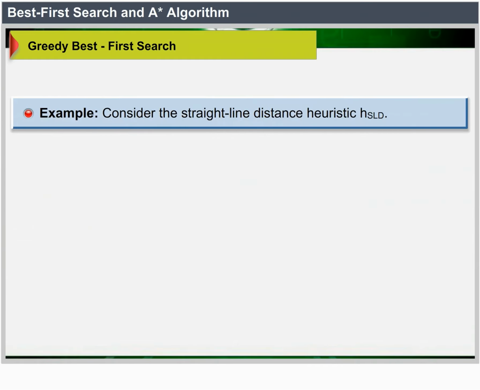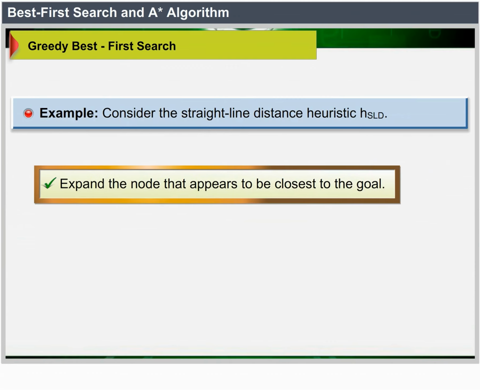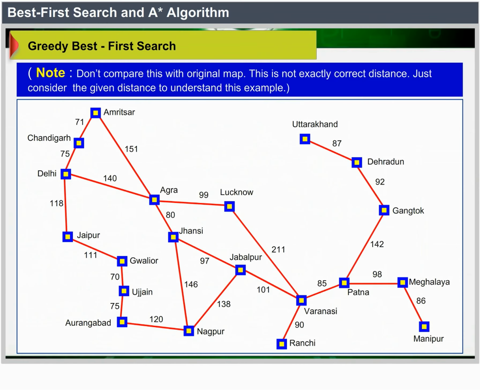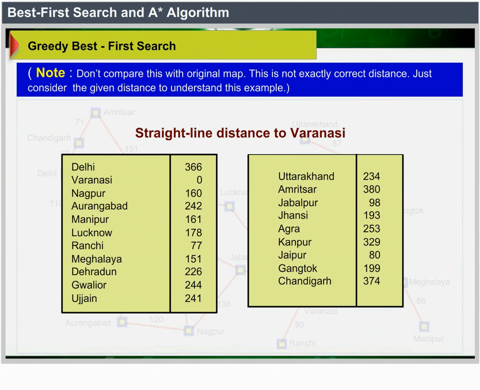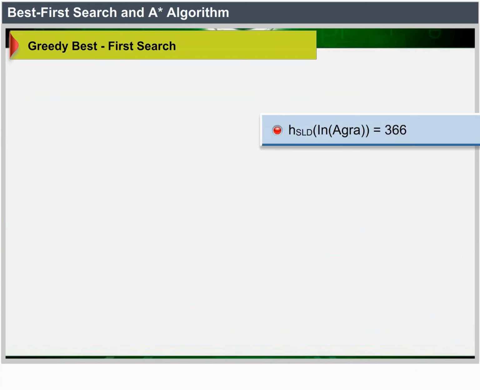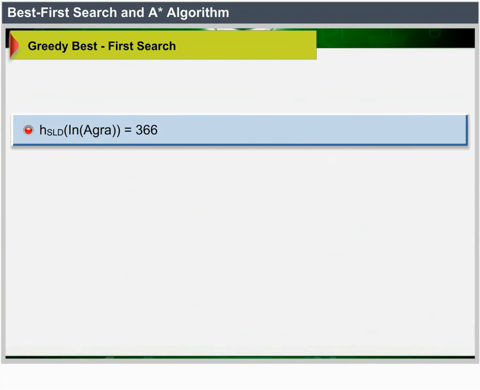Example: consider the straight line distance heuristic, hSLD. Expand the node that appears to be the closest to the goal. Note: don't compare this with the original map. This is not exactly the correct distance, so just consider the given distances to understand this example. The heuristic straight line distance from Agra is equal to 336.